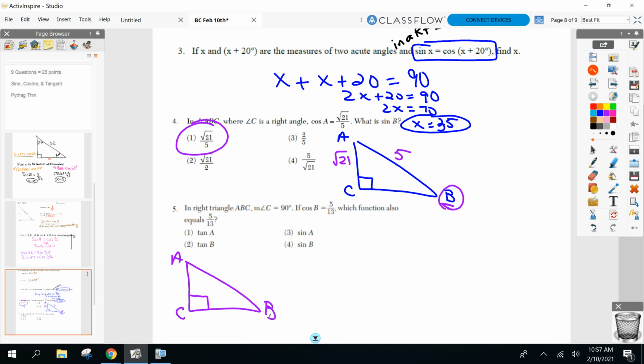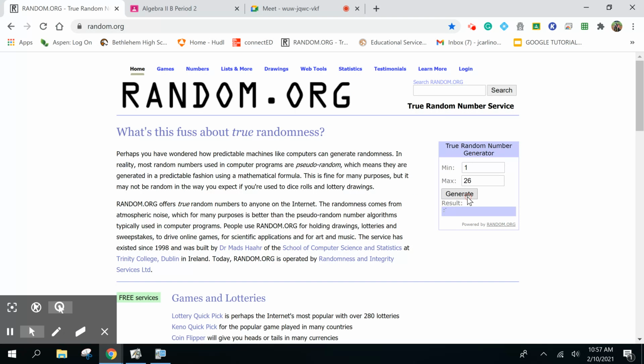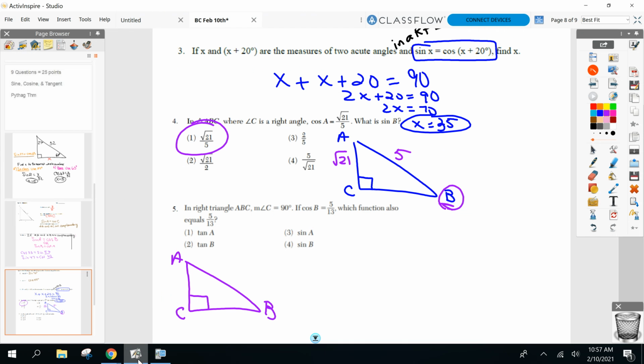So cosine of angle B is 5/13, meaning what else should equal 5/13? What do you think here, using what we've talked about today already? Maeve, what do you think here? Sin of B. Or no, sin of A.